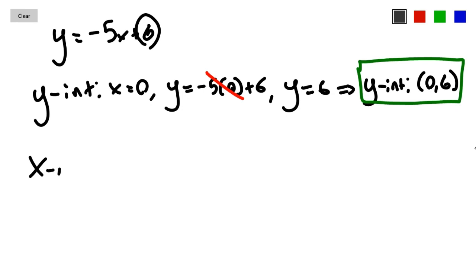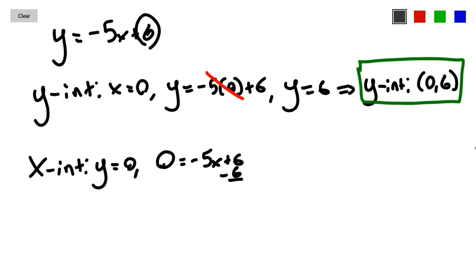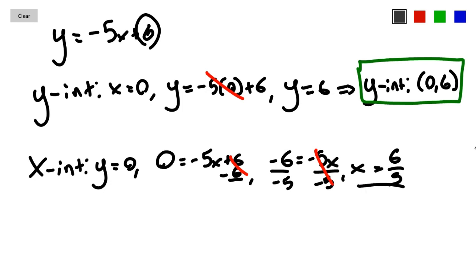So if I go for the x-intercepts, I have to set y equal to 0. So I'll say that 0 is equal to negative 5x plus 6, and then I just solve for x. So I subtract 6 on both sides, and I'm left with negative 6 is equal to negative 5x, divided by negative 5, and you get x is equal to 6 over 5. Therefore, my x-intercept is the point 6 over 5, comma 0.